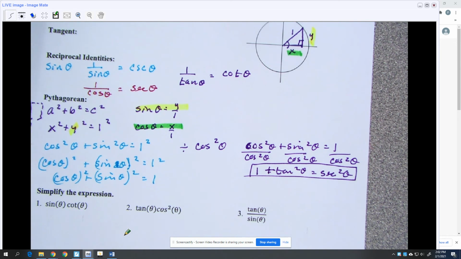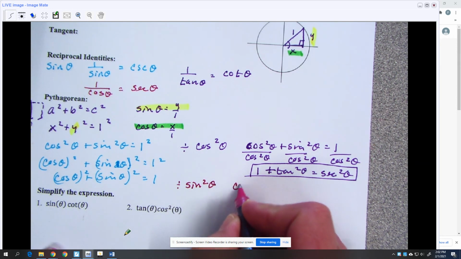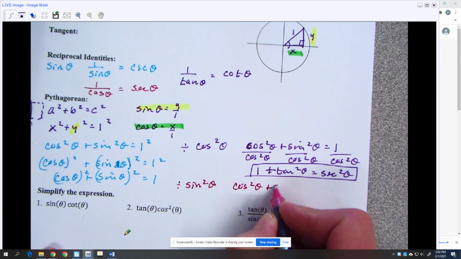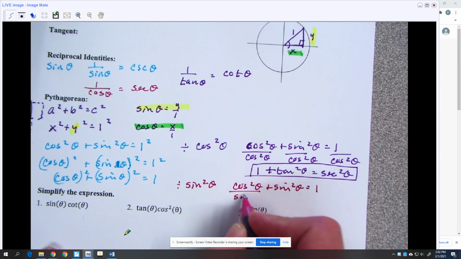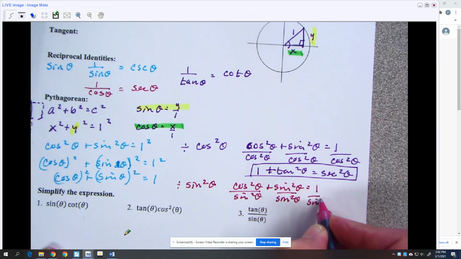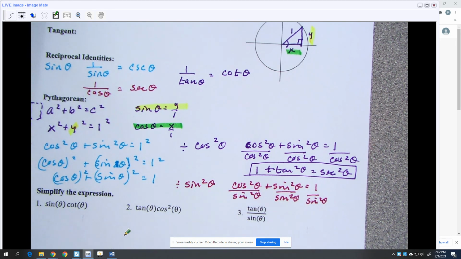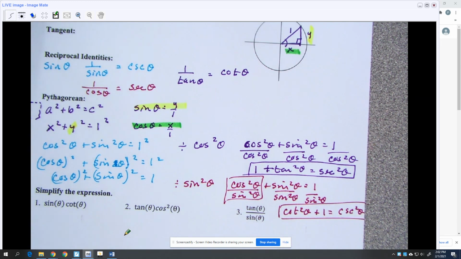There's another cousin. Instead of dividing by cosine squared, I could divide by sine squared. So I'm taking my Pythagorean identity that we proved above, and now I'm dividing everything by sine squared. And if we take a look at that, this is equal to cotangent squared plus 1 equals cosecant squared. And all it just has to do with those definitions.